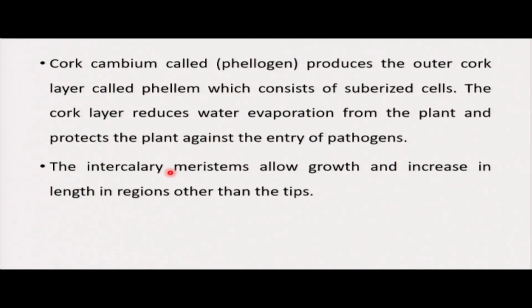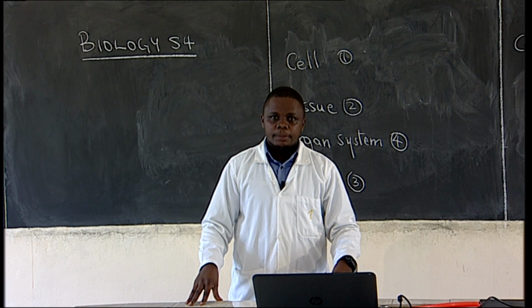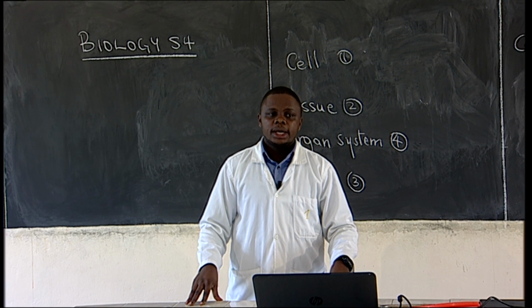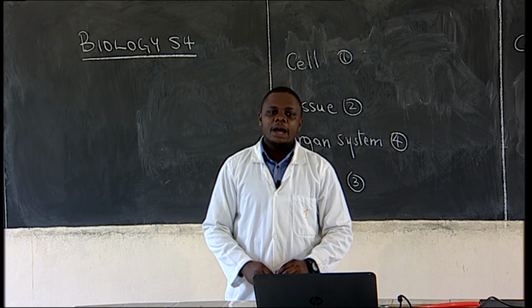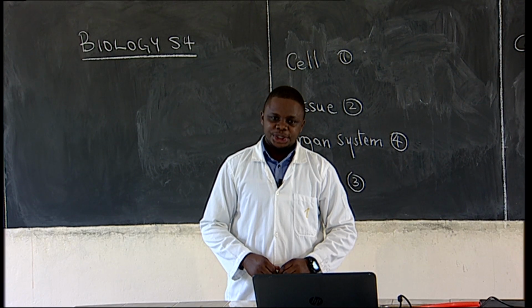Then we have what we call intercalary meristems, which allow growth and increase in length in regions other than the tips. Between internodes, we have intercalary meristems, which increase the length of the part between the internodes. Then we have what we call vascular tissues.